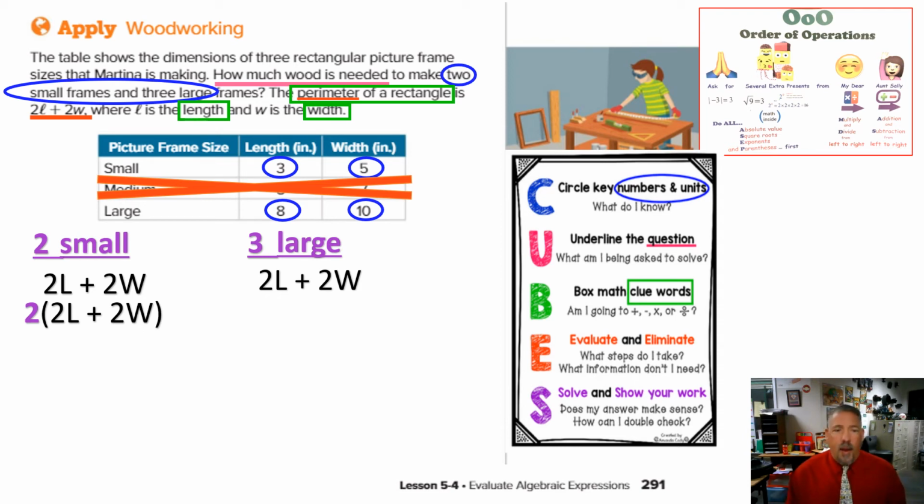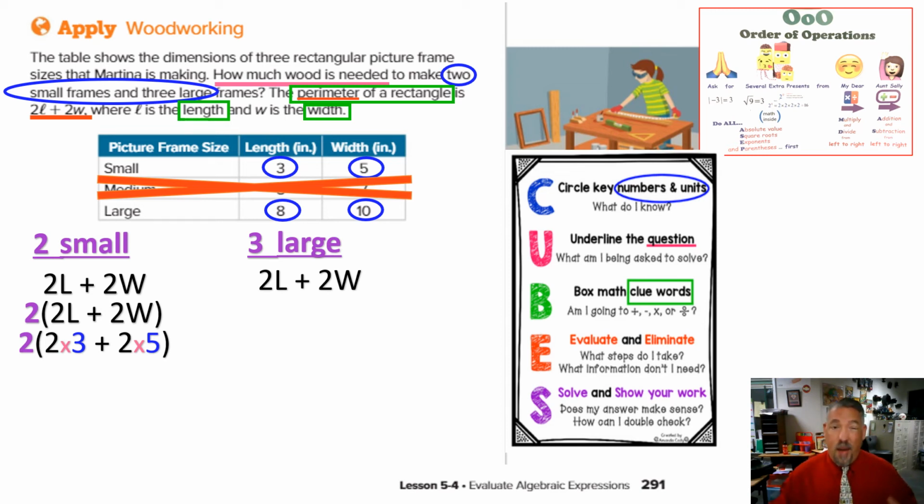So once I do that, now I can look at my chart, and I see on the smalls that my L, my length, is 3, and my W, my width, is 5. So a coefficient and a variable, once again, is always multiplication. So I want to rewrite my math problem now. I just bring down the 2, I bring down the parentheses, but inside now, I want to show that what I'm talking about is 2 times 3. I bring down the addition sign, and then I'm showing that I'm talking about 2 times 5.